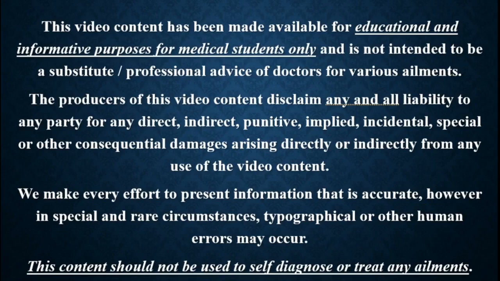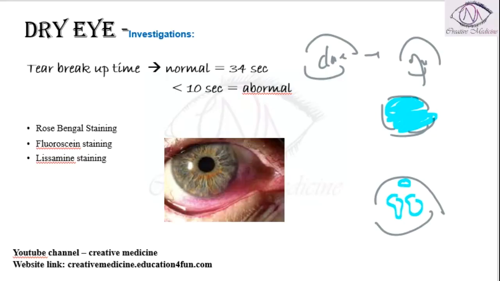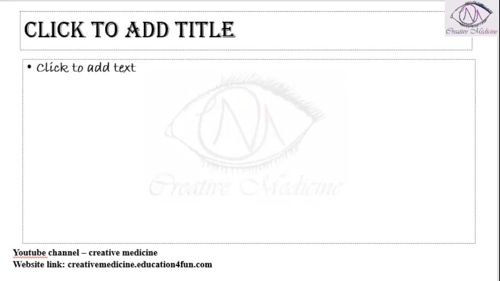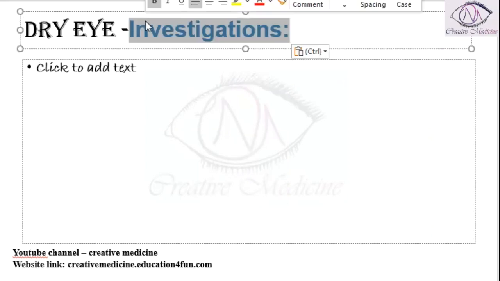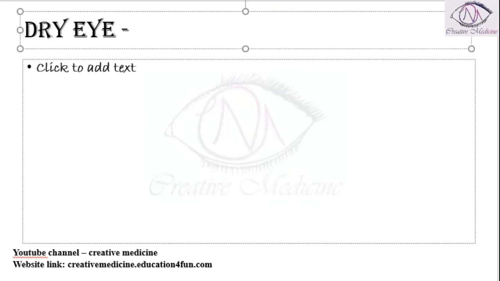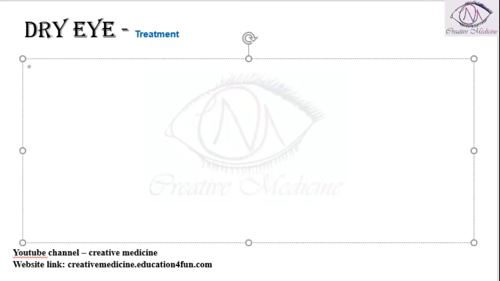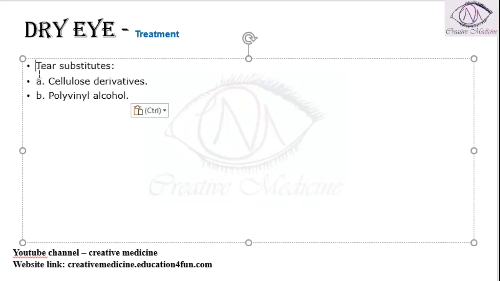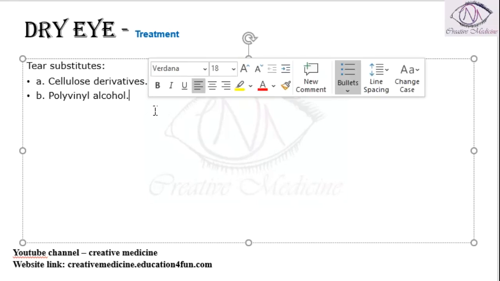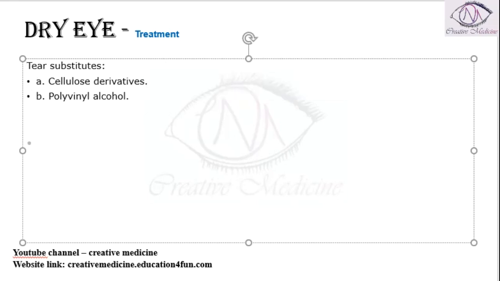In this lecture, we will learn about the treatment of the dry eye. In the treatment of dry eye, we can give tear substitutes because it is a dry eye. Tear substitutes are actually made up of either cellulose derivatives or polyvinyl alcohol.